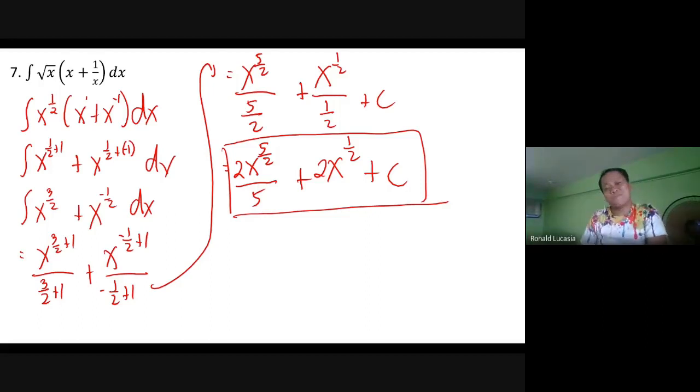So, saan nga kayo dumikit? Hindi naman kayo nagsasalita. Puro kay... Saan nahirapan? Negative 1 na dikit. Saan? Yung negative 1 plus 1.